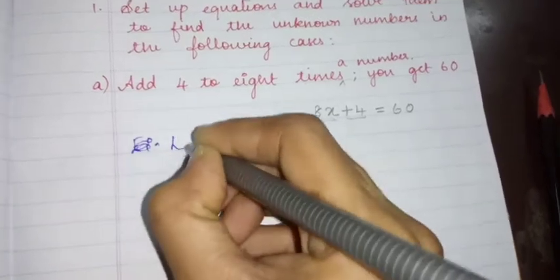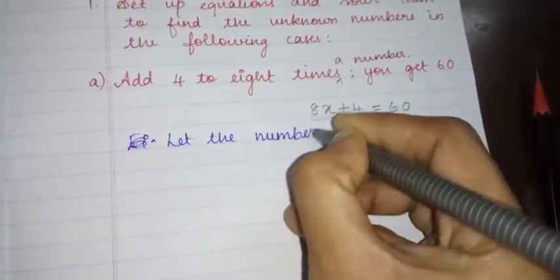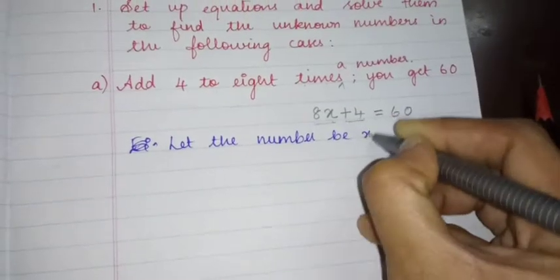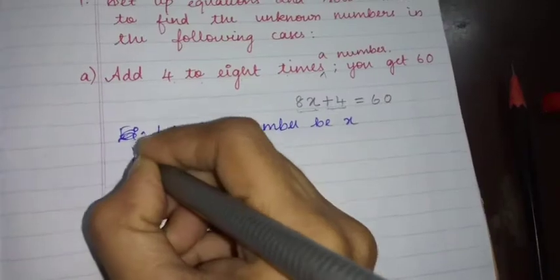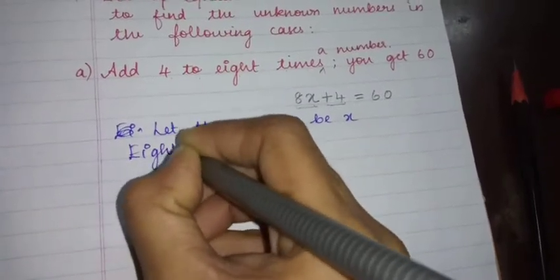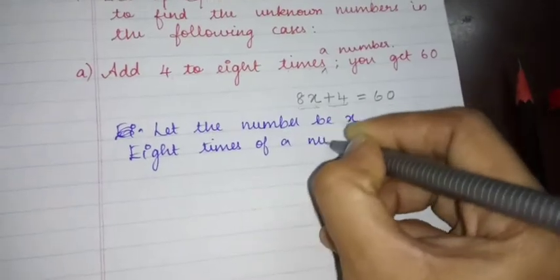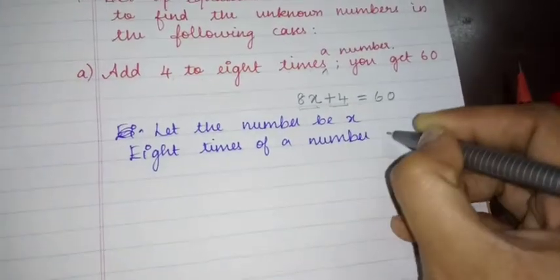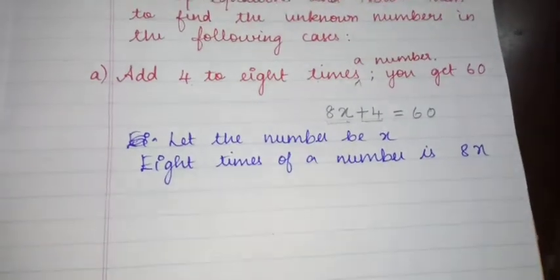Okay, so now I am going to write 8 times of a number. Let us consider the number to be x. Okay, let the number be x. I am going to take that number as x. 8 times of a number is 8x. Correct? 8 times of a number is 8x.